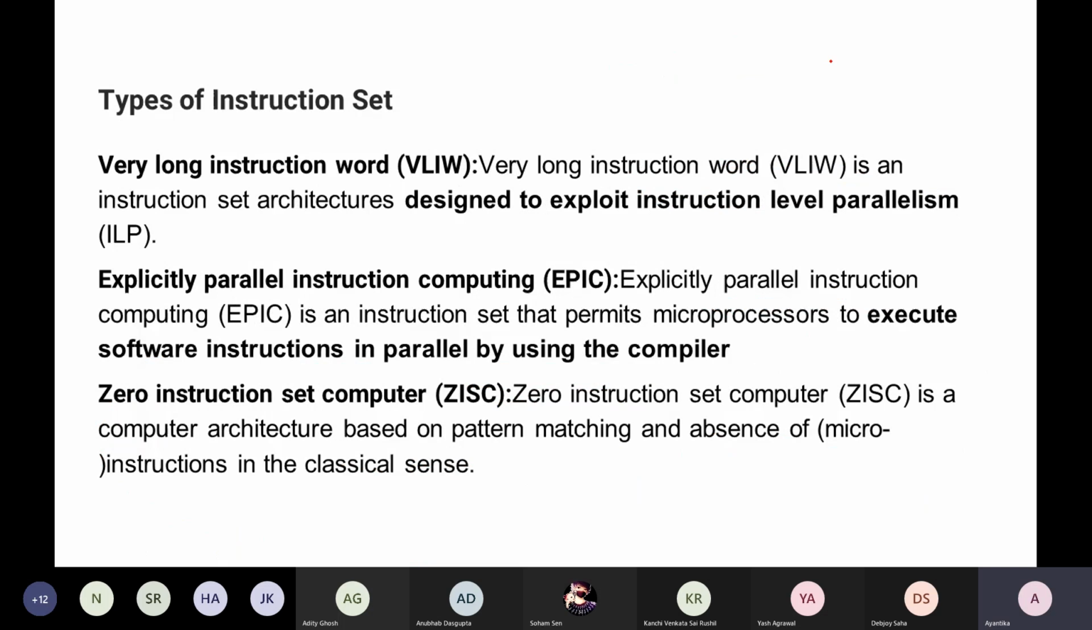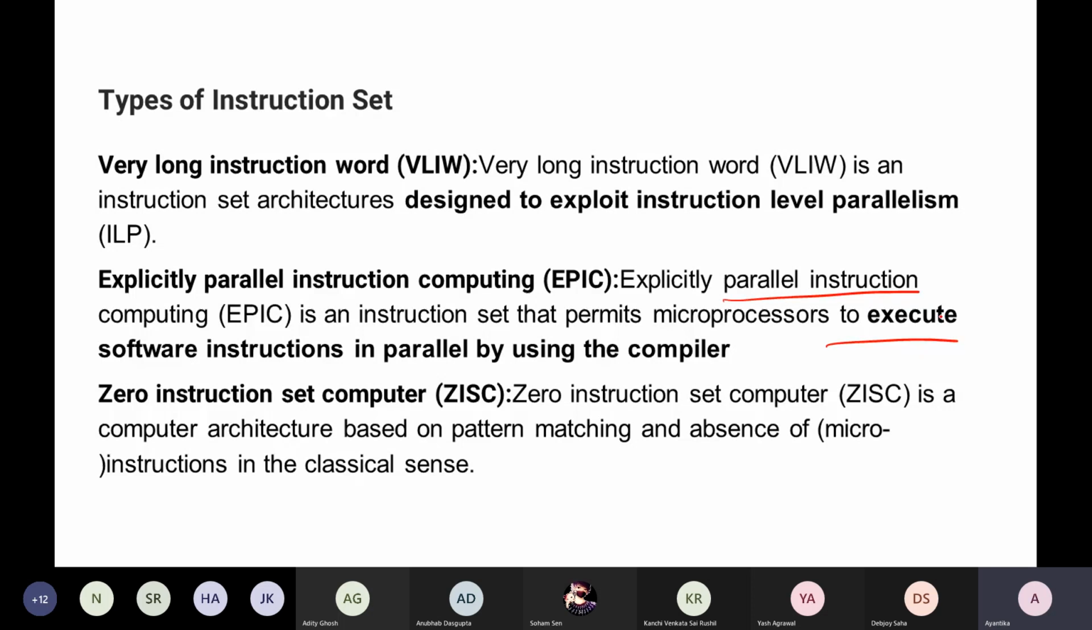Other than that, we have very long word instruction set. Just keep this in mind for the moment, because we are going to discuss this in detail in our DSP processor and machine learning context. Another one is explicitly parallel instruction. That means the instruction set that permits microprocessors to execute software instructions in parallel by using the compiler. That means there is inherent instruction level parallelism. We will also discuss this type of instruction level parallelism.